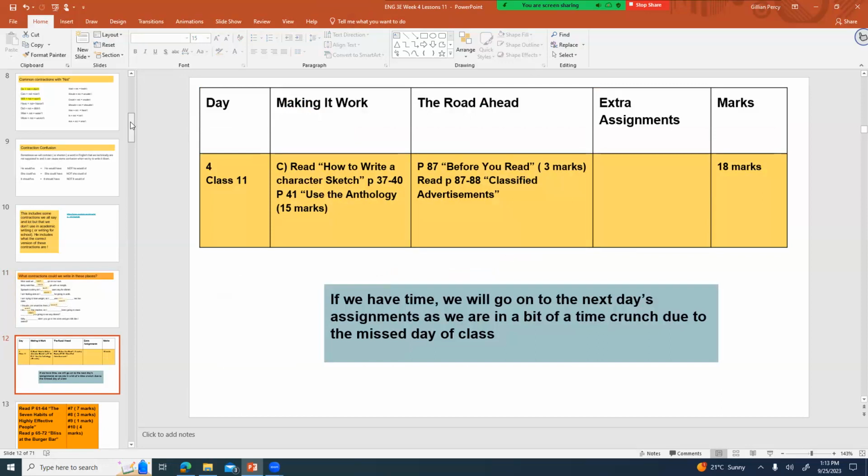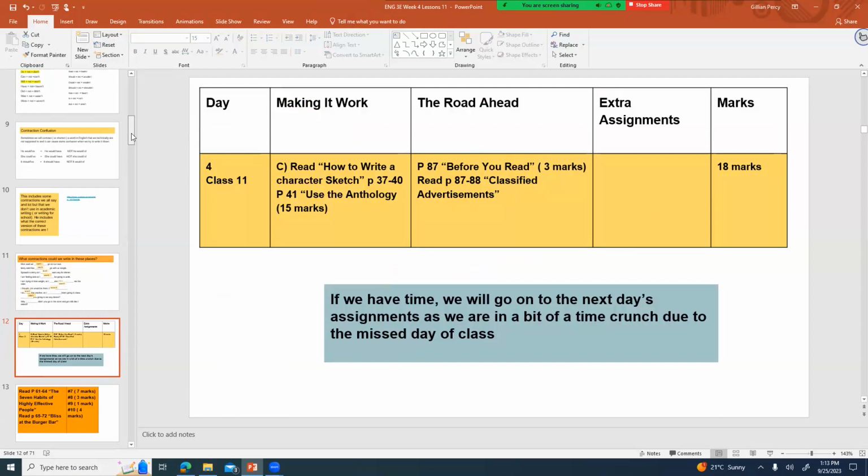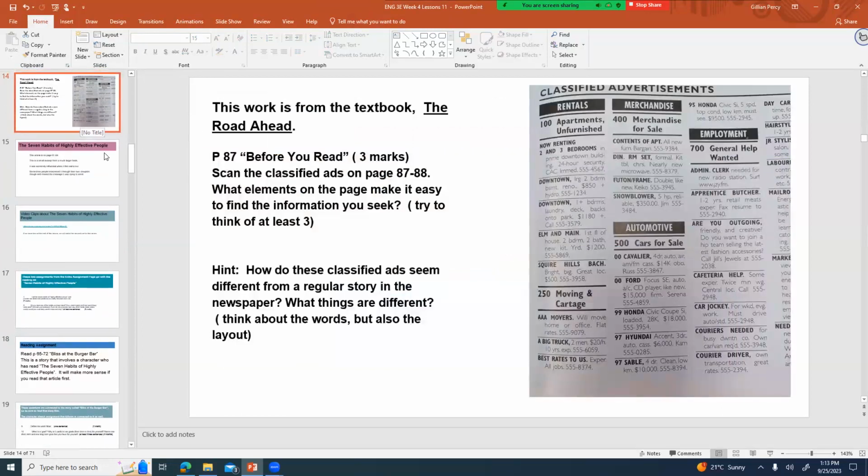So character sketch. Okay, we're going to work on the before you read and the classified ads first, okay? Here is a sample of the text from your work. I was going to call it a story, but it's not really a story, is it? This is from the textbook called The Road Ahead, and it's on page 87, and then there's some more on page 85. The before you read is basically just kind of talking about how to handle this, saying scan the classified ads, what elements on the page make it easy to find the information you seek, and try to think of at least 3. Okay.